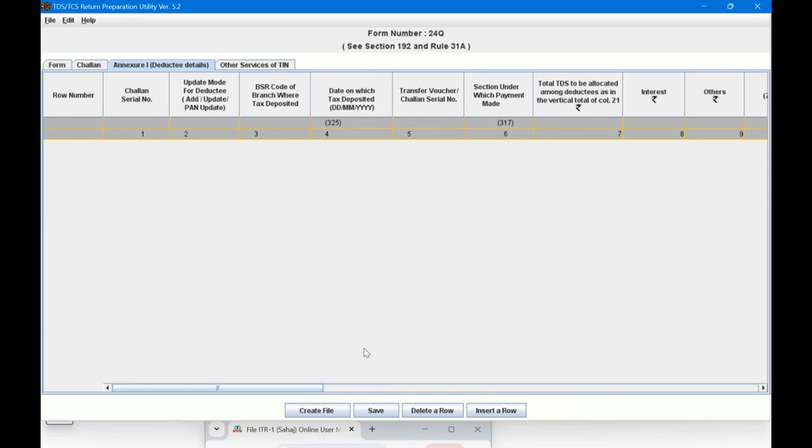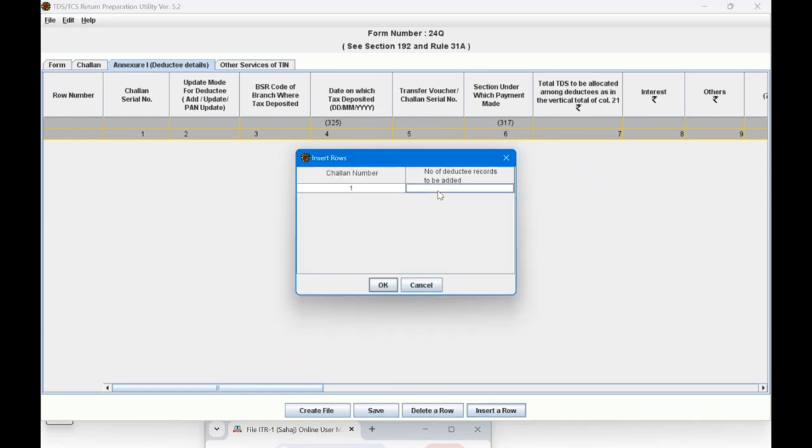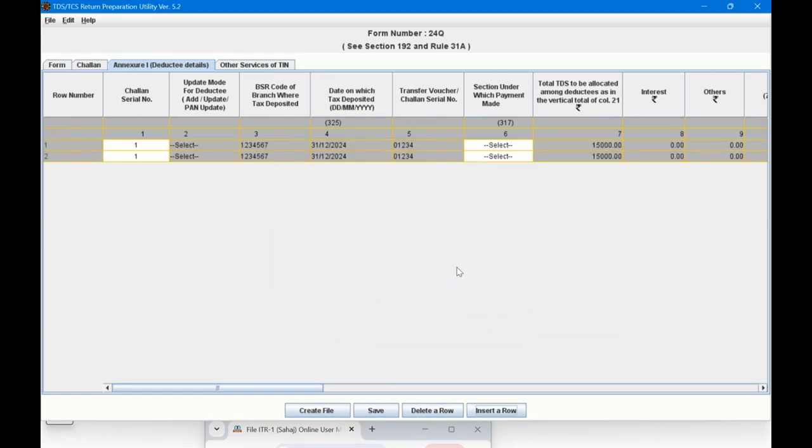After that, we need to add annexure one, deductee details, just like we added earlier in form number 26Q. We will add the number of rows which are required by us. Say there are two employees from whom I have deducted TDS, so I will select two. Section number, it is 92A.